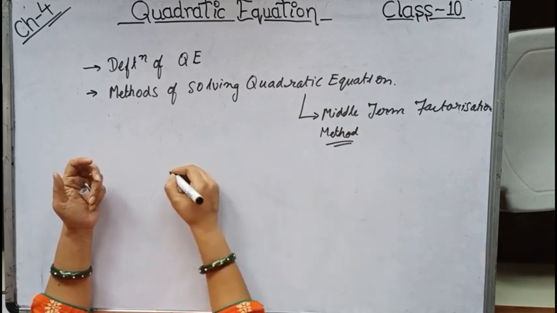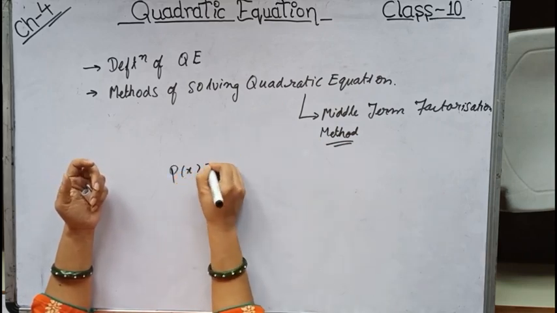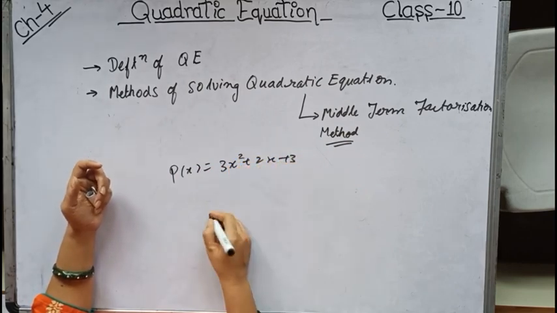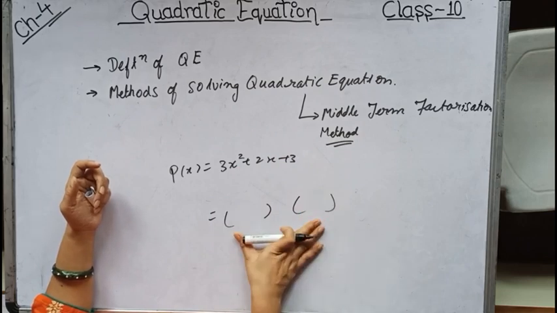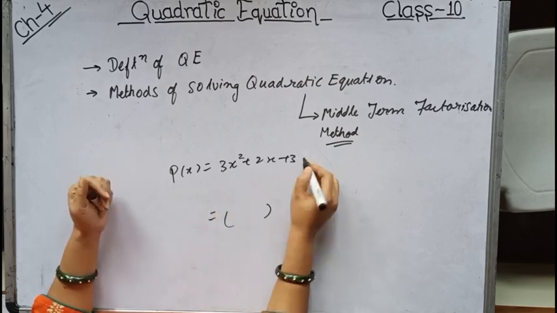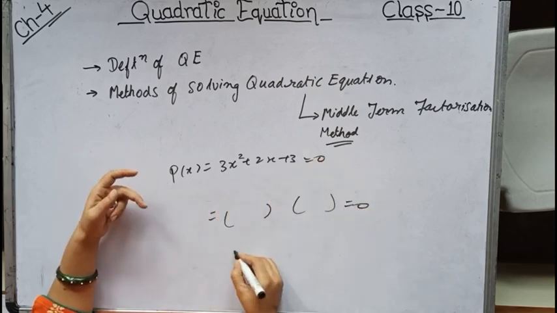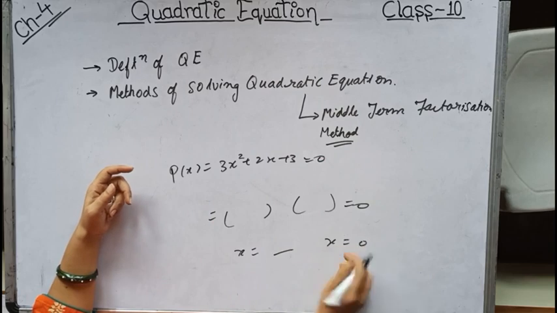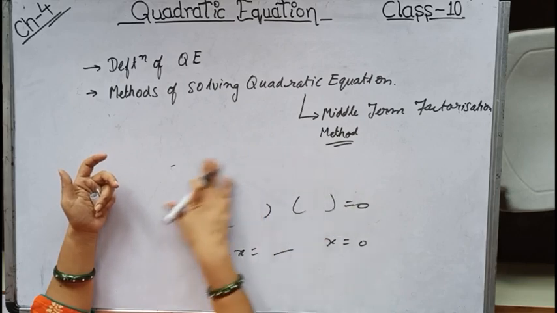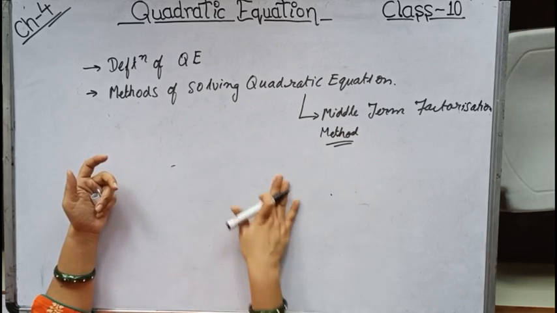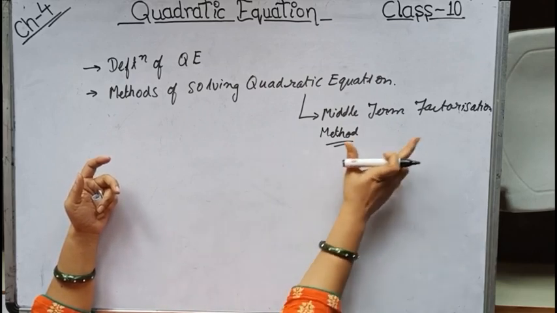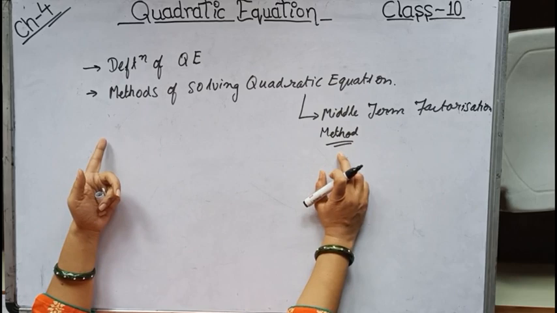Now that factorization means, suppose here p(x) equals 3x square plus 2x plus 3. By middle term factorization you factorize it and express it in terms of the factors of two linear polynomials. Now suppose this is given as equal to 0, then you will get two values of x. This is the solving of an equation, and you solved a polynomial in standard 9. So not much difference. You know how to split the middle term and factorize it. With the help of middle term factorization, that is the first method of solving quadratic equation.